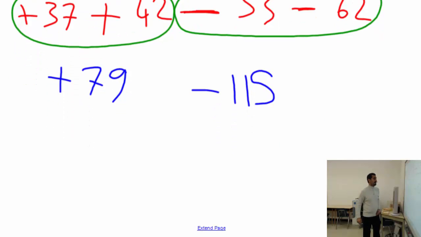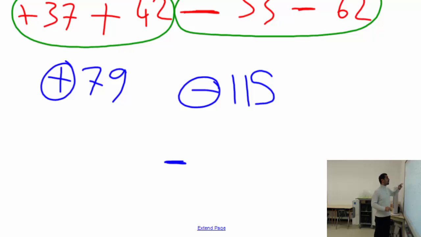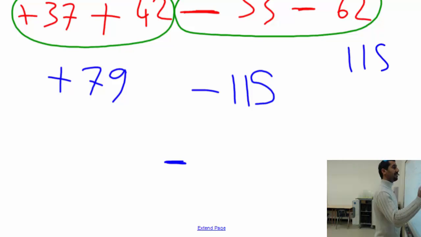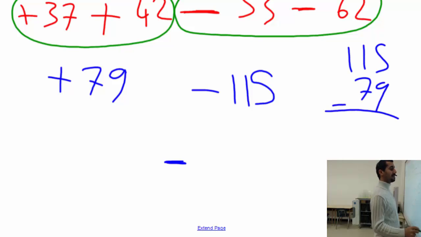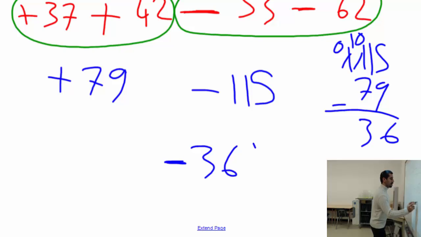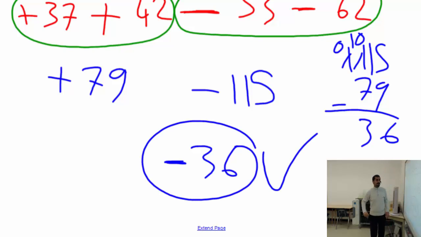I'm about to finish. So which one is the big number here? 115 is the big number, absolute value we are talking about. So your answer will have a negative sign here, and the signs are different. So you're going to do the subtraction. You're going to go down from the big number, 115, 79, subtraction. So that will be 6, that will be 10, 36. Voila. So that's how you do it.